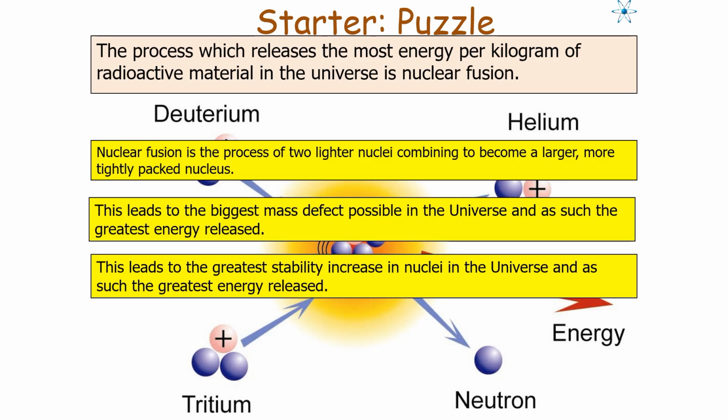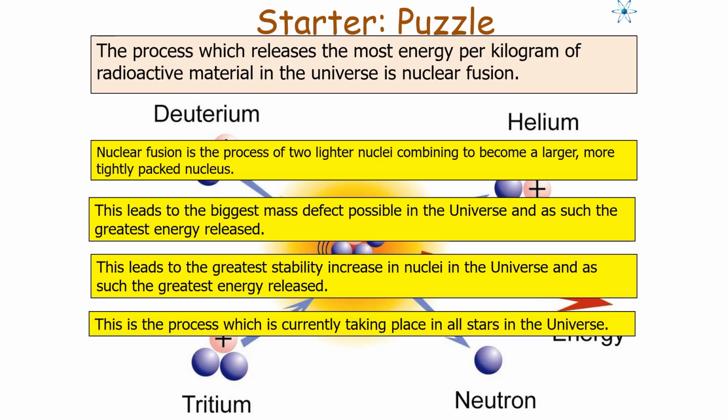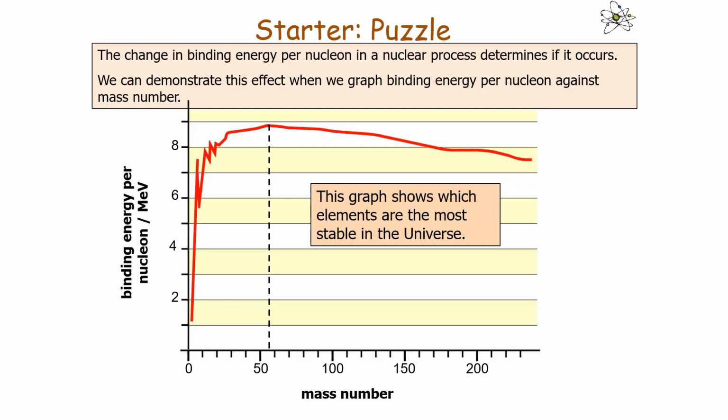So this leads to the greatest stability increase in nuclei in the universe and as such leads to the greatest energy released. So this is the process which is currently taking place in the core of all stars in our universe. Now the change in binding energy per nucleon in a nuclear process determines if it occurs. So we can demonstrate this effect when we graph the binding energy per nucleon against the mass number.